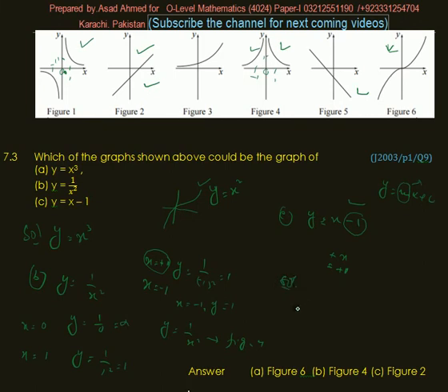We can also put some values. Suppose we put x is equal to 0, so y becomes minus 1. At x 0, y is minus 1 here, and at x 0, y is minus 1 here also. Now we put x is equal to 1, so y becomes 1 minus 1, which is 0. When x is 1, y is not 0 here, but at x 1, y is 0 here. So figure 2 represents the equation y is equal to x minus 1. So this is the answer.